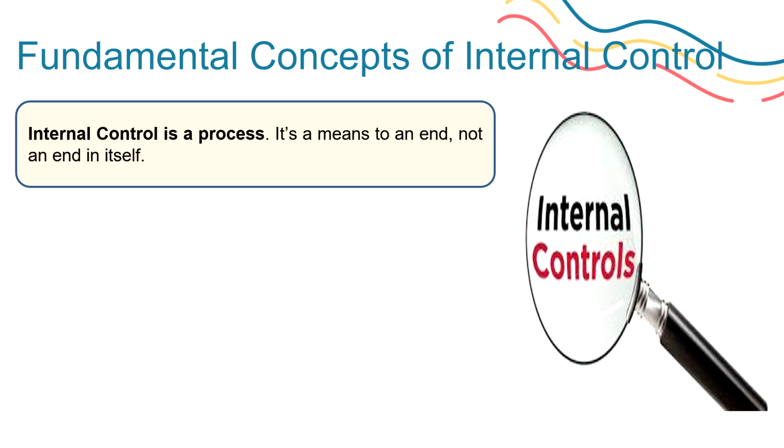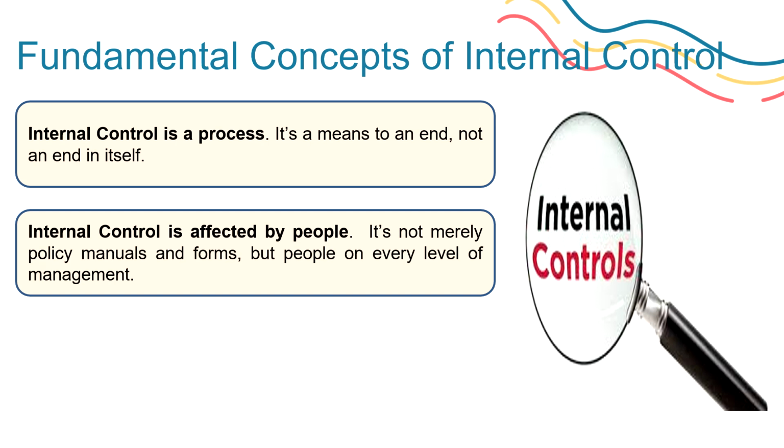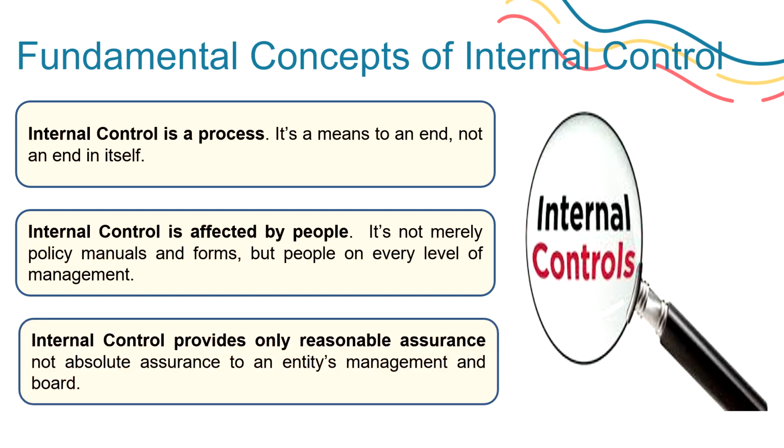So, we are now under internal control. So, let's start with the fundamental concepts of internal control. So, first one is internal control is a process. It means to an end, not an end in itself. Internal control is affected by people. It's not merely a policy manual in form, but people on every level of management. Internal control provides only reasonable assurance, not absolute assurance, to an entity's management and board.